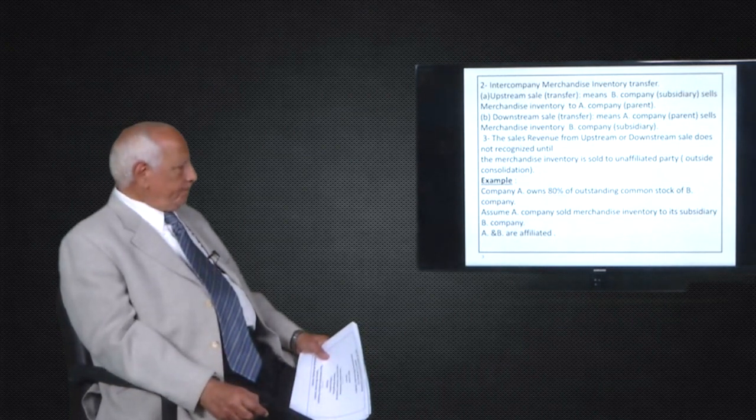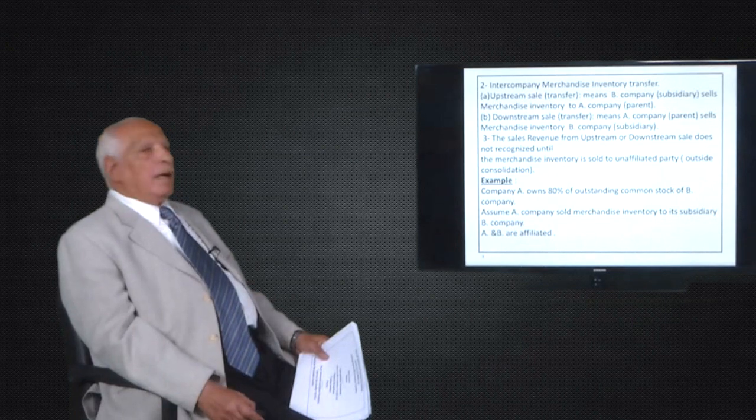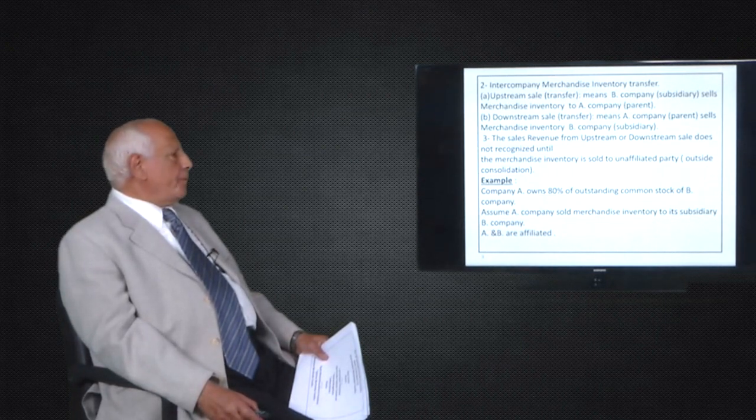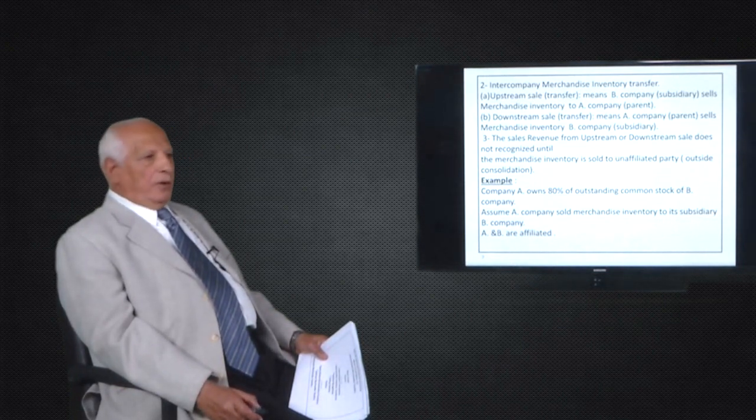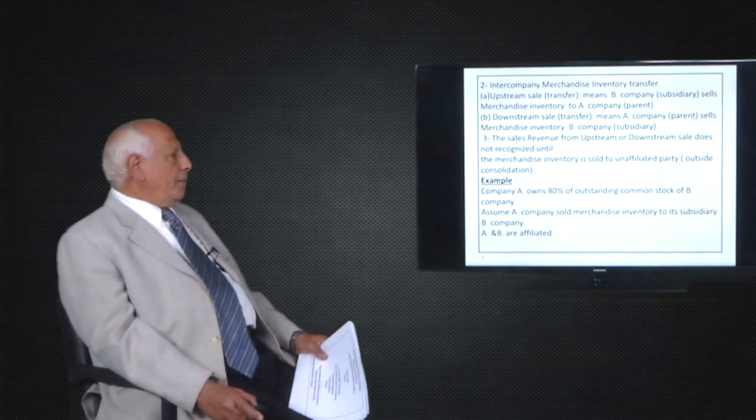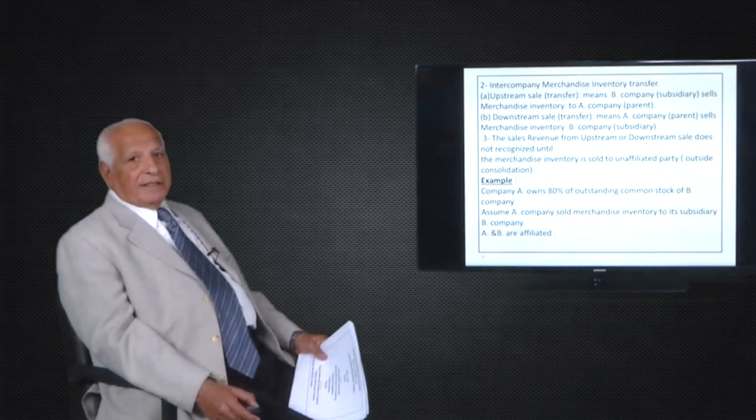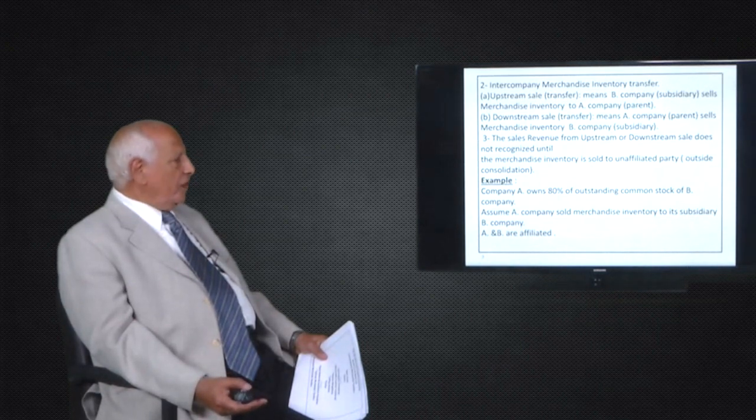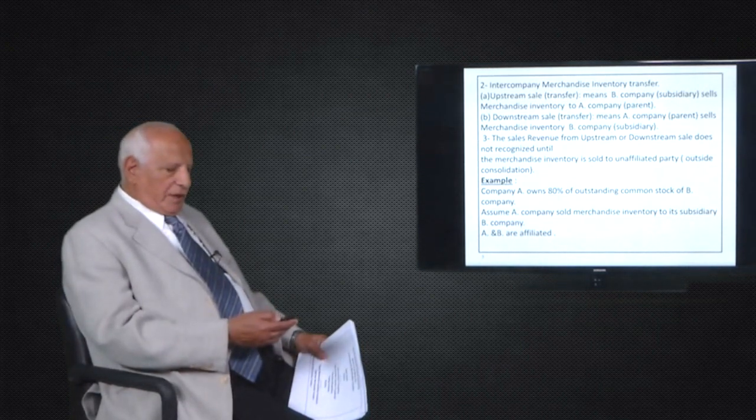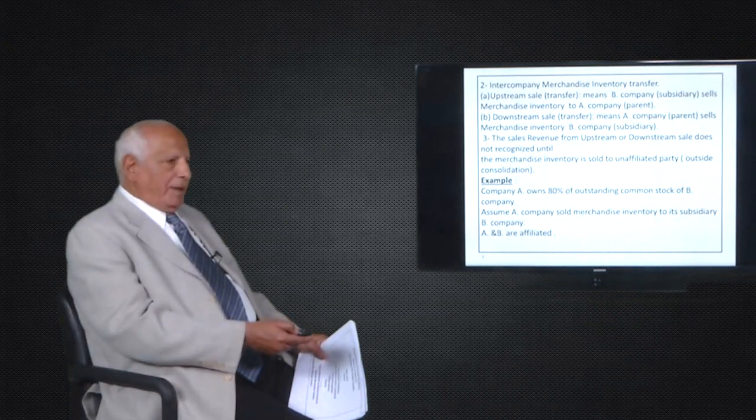Example. Company A owns 80% of the outstanding common stock of B company. That's the first information. Second information, assume A company sold, it's a seller now, merchandise inventory to its subsidiary, B company. A and B are affiliated. The parent owns 80%, so we call A and B affiliated.